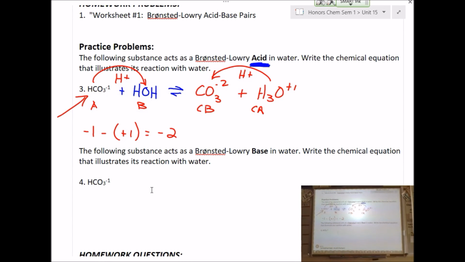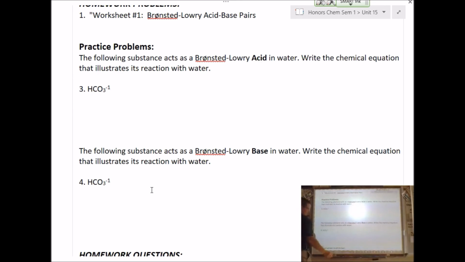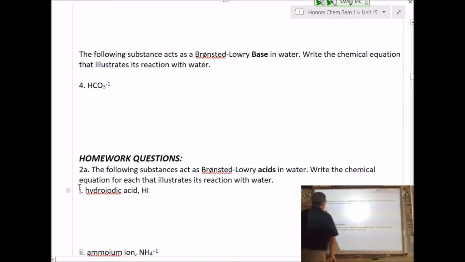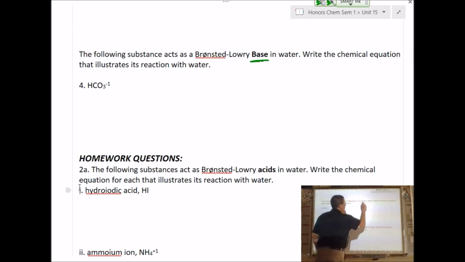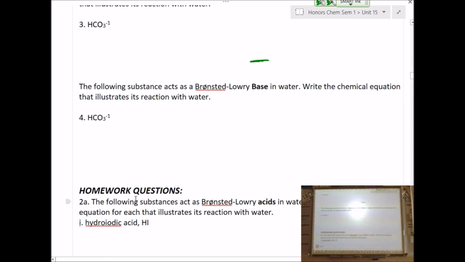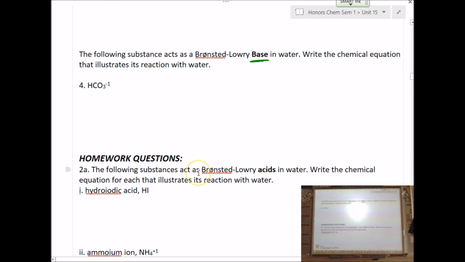Okay, everybody good there? Is this material difficult? All right, number 4 says the following substance acts as a Bronsted-Lowry base in water. Now, wait a minute. Isn't that the same thing that we just had as an acid? It's amphoteric. There we go. Nice. Okay. So in this case, it's still reacting with water.